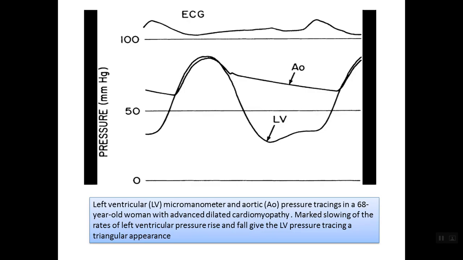Dilated cardiomyopathy, hemodynamics is not something very important to remember, at least as regards the pressures. But because the ventricle is weak, the upstroke is slower. Slowly goes up and down. Okay? But of course, there is no gradient. There is no systolic gradient between the left ventricle and the aorta.